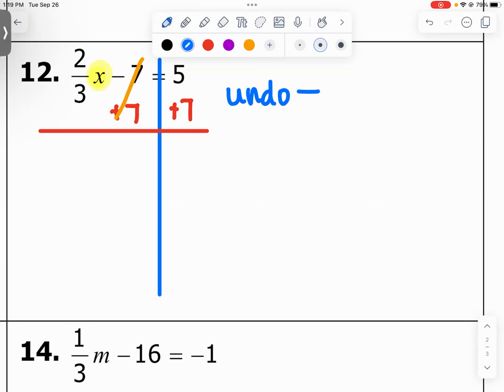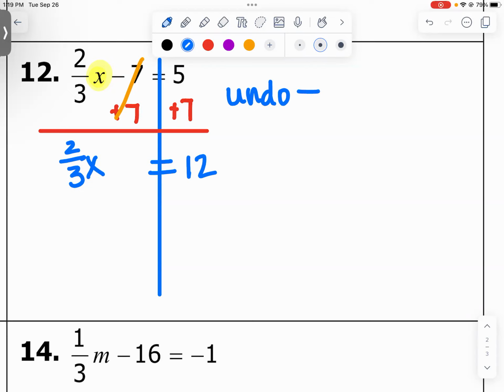Okay. So we have 2/3 x. The -7 plus 7 cancels out. Tony's saying 12. Do you agree? 5 plus 7, 12. Yeah. Tony's on it.